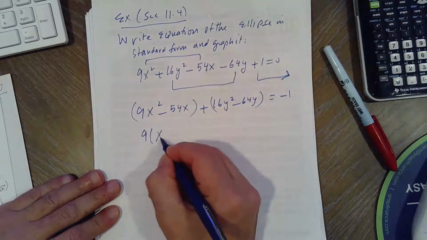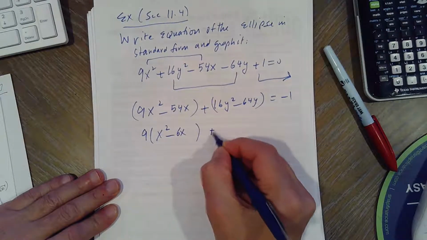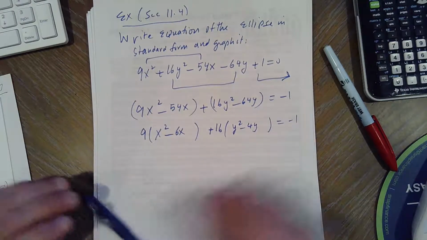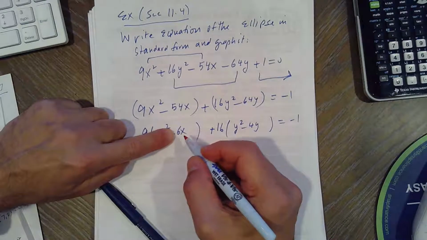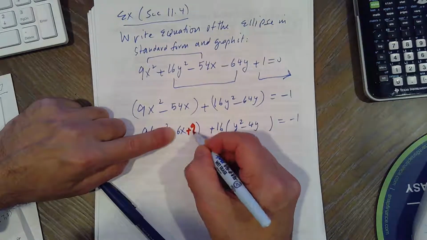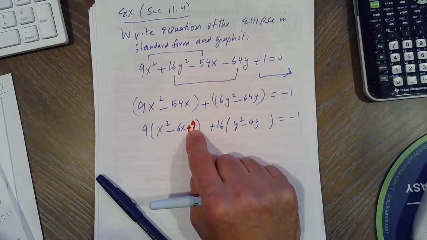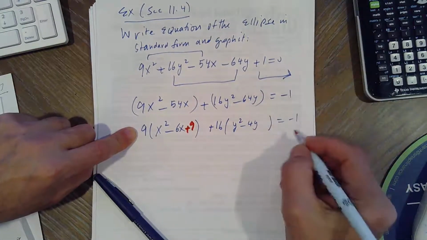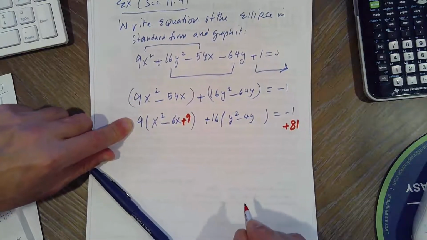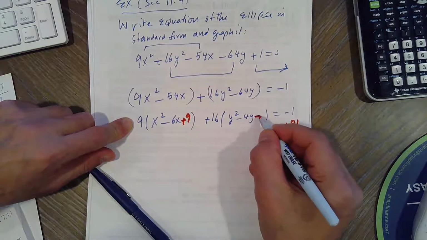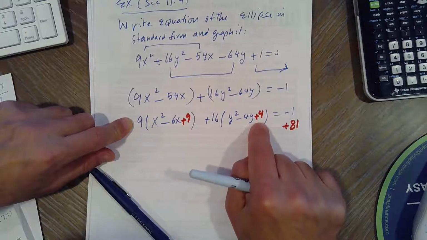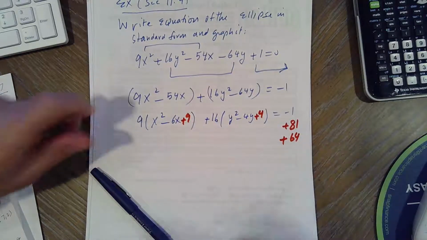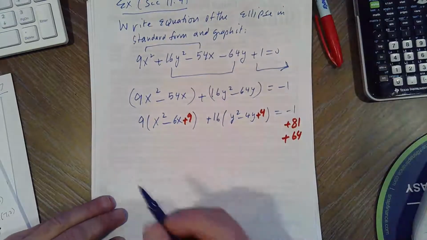Pull the 9 out, x squared minus 6x. Pull the 16 out, y squared minus 4y. So complete the square, take half the 6 and square it. Half the 6 is 3, 3 squared is 9. We're adding 9 inside the parentheses, actually adding 9 times 9, which is 81, to the left side of the equation. So we're going to add 81 to the right side of the equation. Half of the 4 is 2, 2 squared is 4. We're adding 4 inside the parentheses, but we're actually adding 16 times 4, which is 64, to the left side. So we're going to add 64 to the right side of the equation.